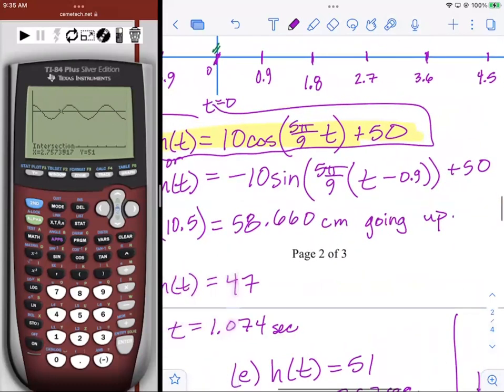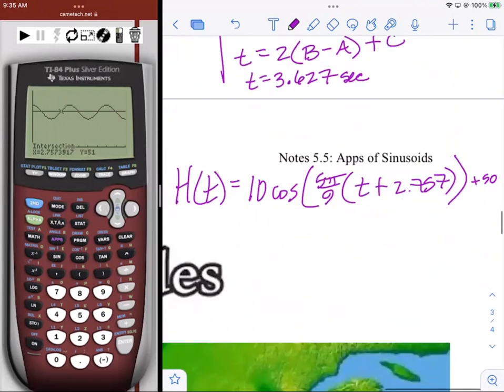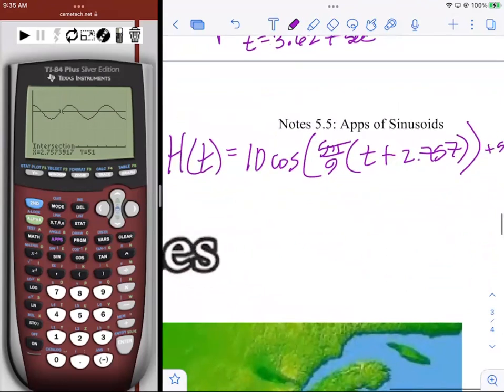Okay, now if your equation had been t minus 0.9, guess what you do? You would write t minus 0.9 plus 2.757, and then you would just combine those two numbers. Does that make sense? So it doesn't matter what the equation was originally, you just add 2.757 and you get your new equation. So that's what's nice about having the original one being centered at 0. And now the last thing I'm going to do is verify that.